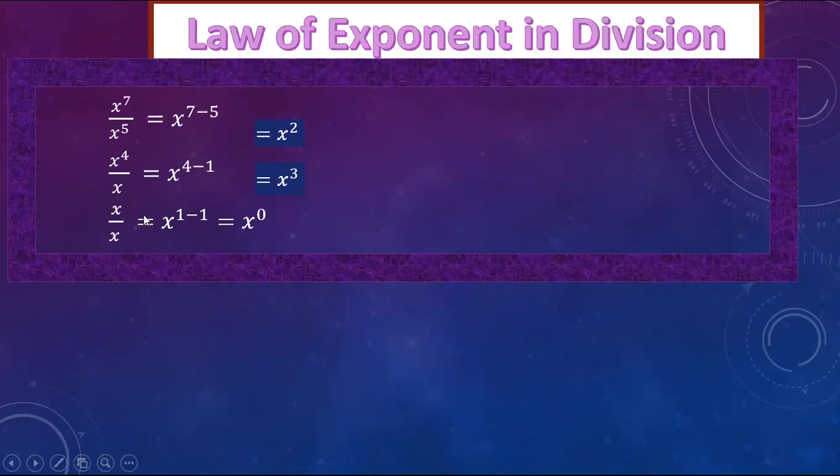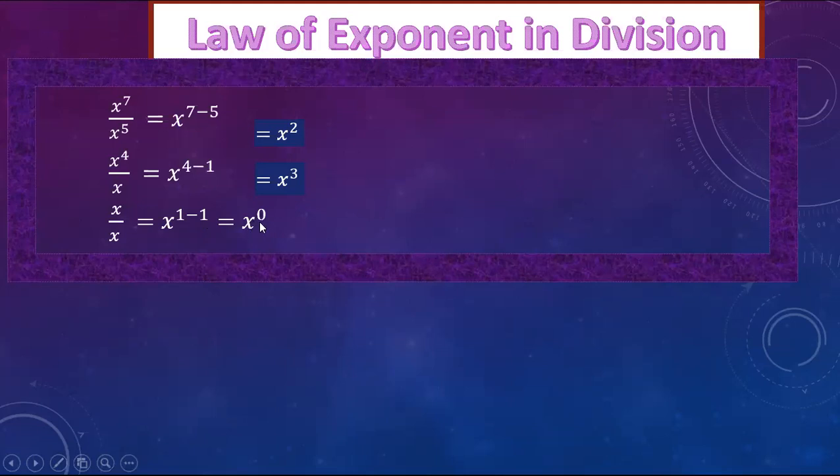Okay. Now the third one is x over x. X means power 1. Here only x is written. So what is the power? The power is 1. So we get x power, this is the power of the dividend and this is the power of the divisor. We get x power 1 minus 1, and that is equal to 0. 1 minus 1 is 0. So we get x power 0.